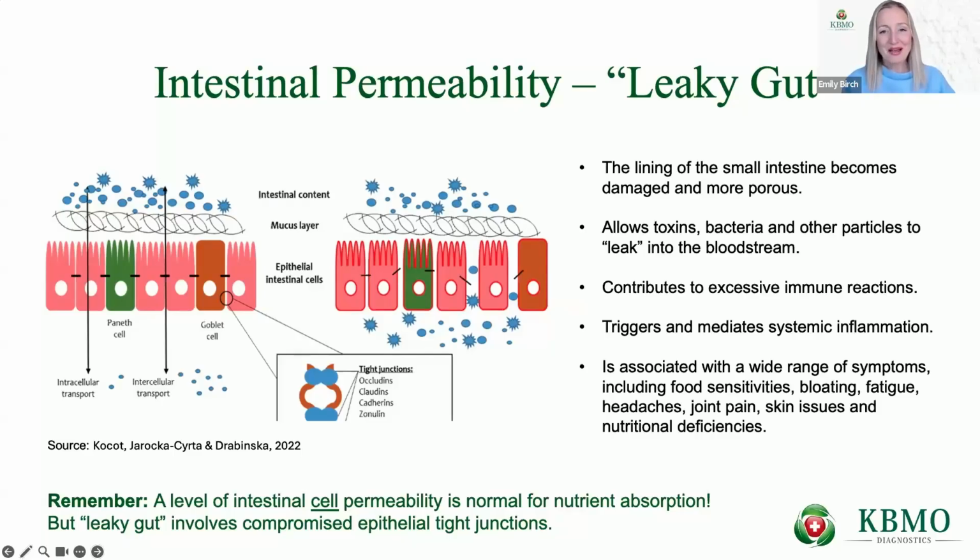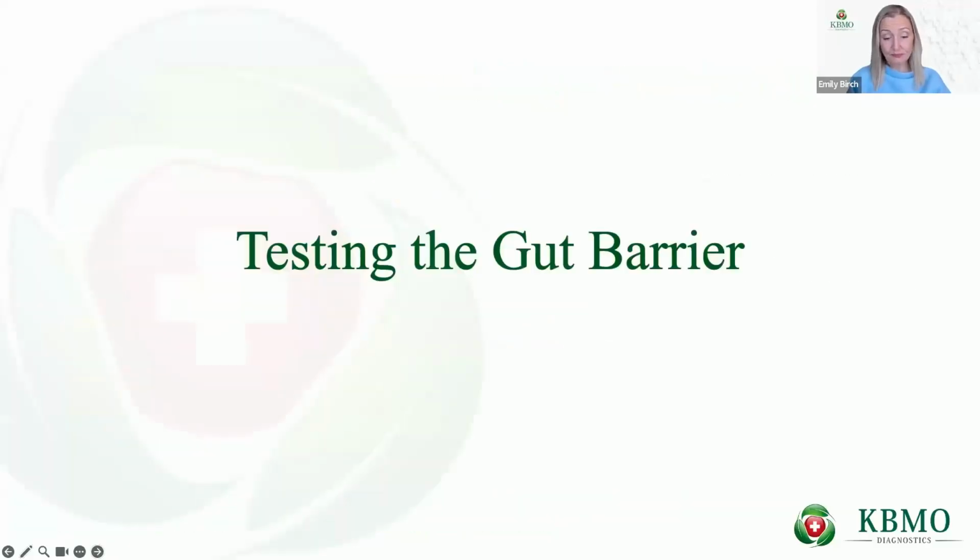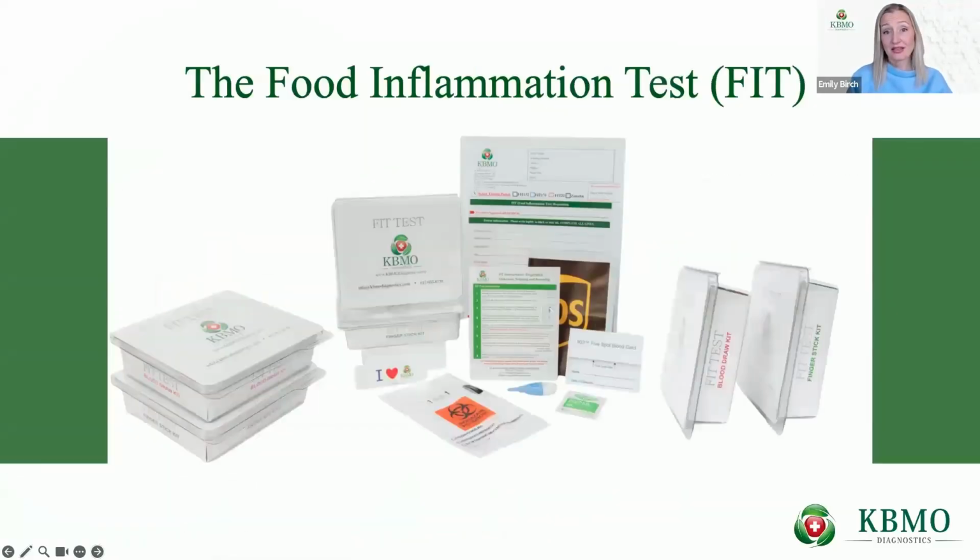So that is our speedy recap of the intestinal barrier and intestinal permeability and what leaky gut is. So let's get into how we test it. Well, first things first, it can be tested and comes as standard with the KBMO food inflammation test, the FIT test. And I guess some of you might be thinking, well, why? Why do we test the gut barrier as part of a food sensitivity test, food inflammation test?